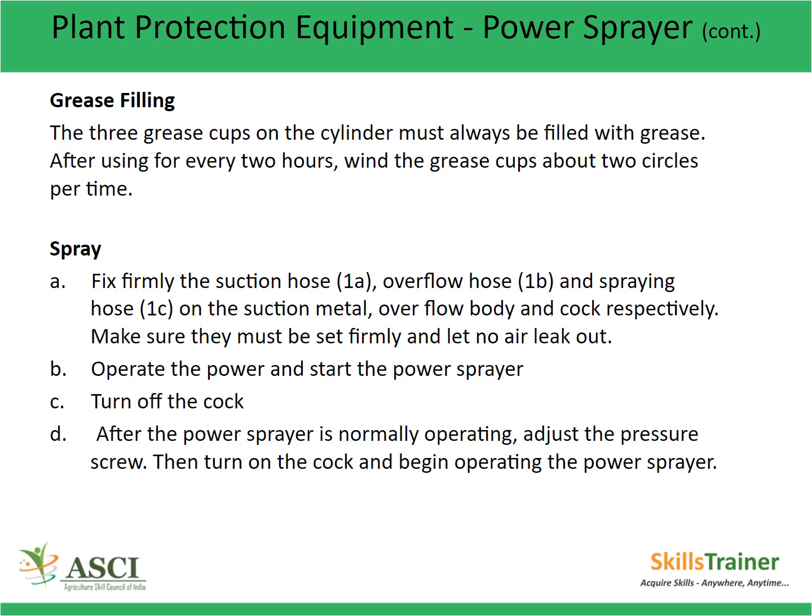Spray. Fix firmly the suction hose 1A, overflow hose 1B, and spraying hose 1C on the suction metal, overflow body, and cock respectively. Make sure they are set firmly and let no air leak out. Operate the power and start the power sprayer. Turn off the cock. After the power sprayer is normally operating, adjust the pressure screw. Then turn on the cock and begin operating the power sprayer.